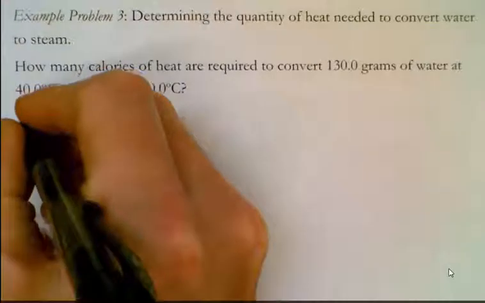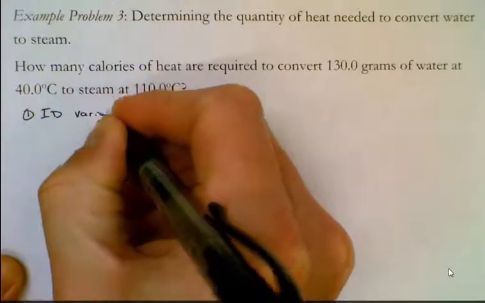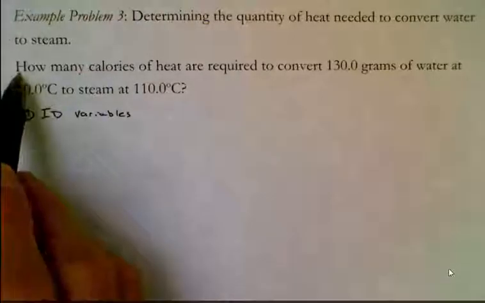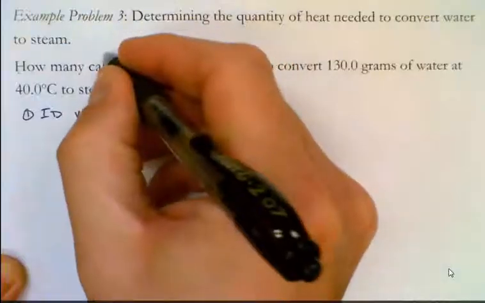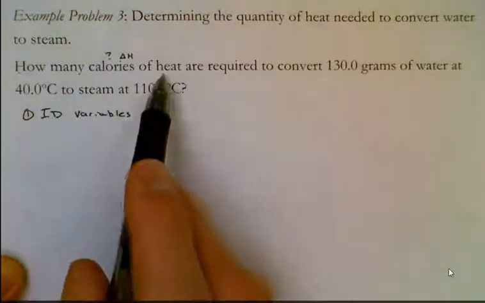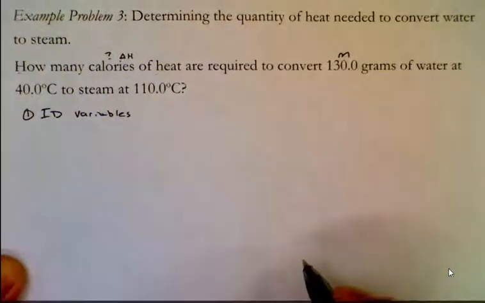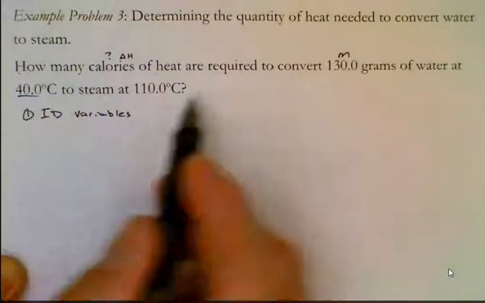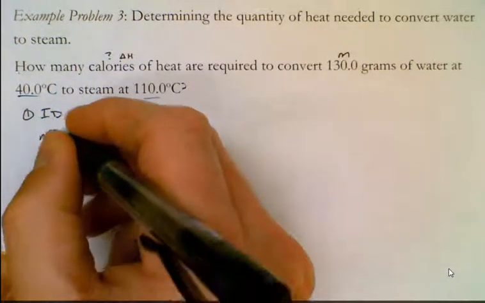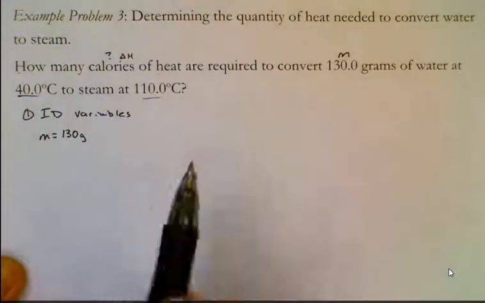So the first thing we're going to do is to ID the variables. Start by reading the problem. The first word is how. It's a question word, how many calories. That means we're going to find delta H when we're solving for this. And it says the word heat there to also remind us of that. Given this mass, 130 grams of water, the only variable that we really know right off the bat is the 130 grams. We don't know any other variables because there's a phase change that occurs here.